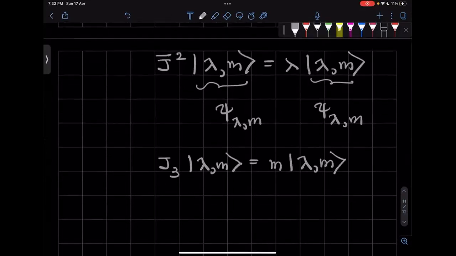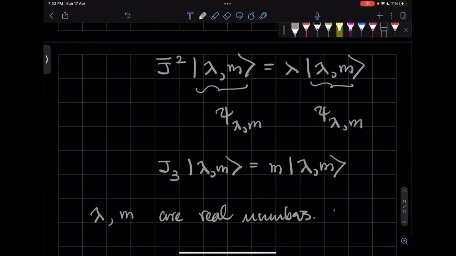Here, both lambda and m are real numbers. All we know is that lambda is positive, but we don't know anything about m. We don't know if they're integer or half integer or anything like that yet. All of this will be revealed in time. The structure of the Lie algebra is very powerful, it contains all this information, and we shall derive all of it. So this is a very important statement. Does everyone follow what I'm trying to say?